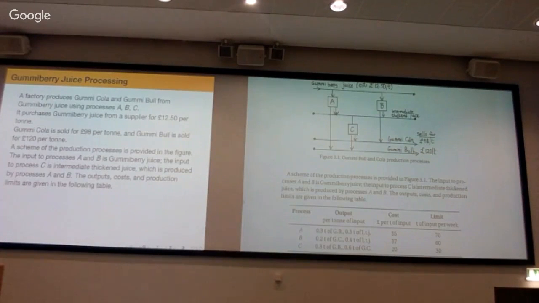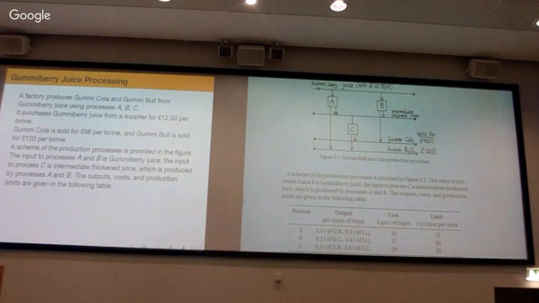Is the question clear? Have you got the solution yet? I think you have because it's in the handout, but it would be cheating. So let's do the solution now.